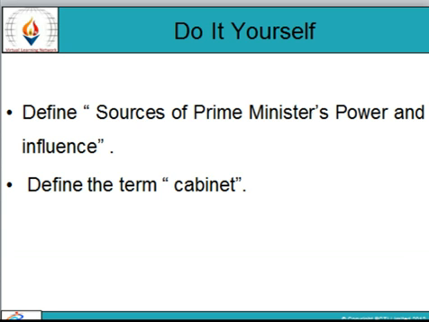That's all for the session, and these are the questions which are based on the session. Question number 1: Define sources of the Prime Minister's power and influence. And question number 2 is: define the term cabinet.